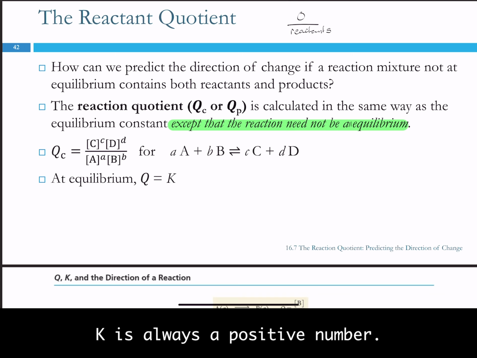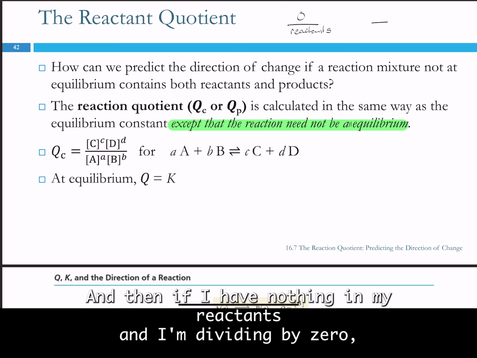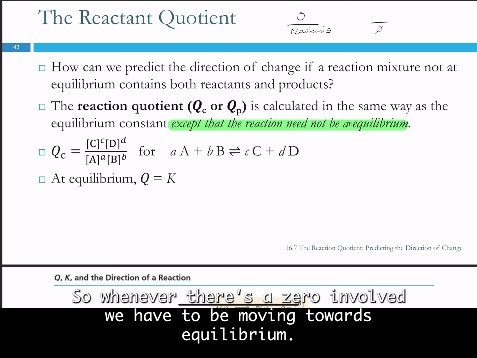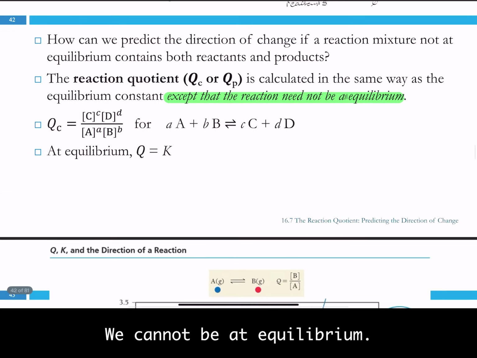K is always a positive number, so it can't be 0. And then if I have nothing in my reactants and I'm dividing by 0, well, that's undefined. So whenever there's a 0 involved, we have to be moving towards equilibrium. We cannot be at equilibrium.